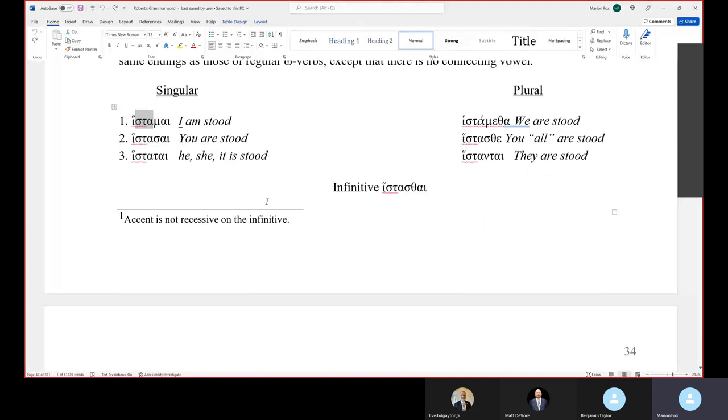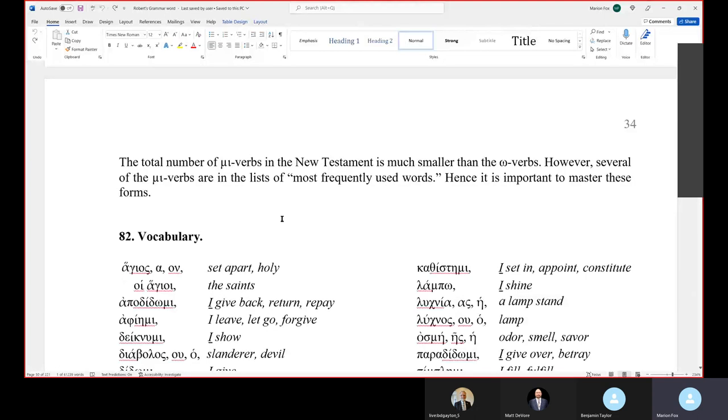All right. I'll go a little longer since we got started later. We'll try to get to the vocabulary. The group of mi verbs is much smaller than omega verbs, but several of them are among the most frequently used words. One of those is didomi, and we'll have a whole lesson on it in the very next lesson. It's a key verb, and we'll focus on it.